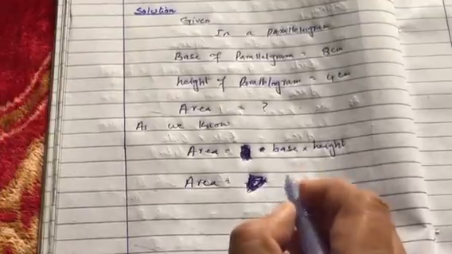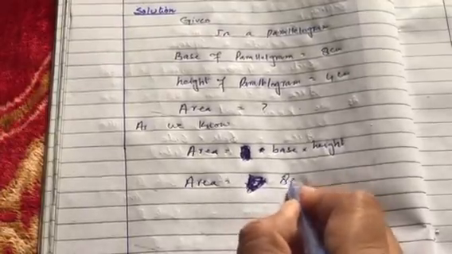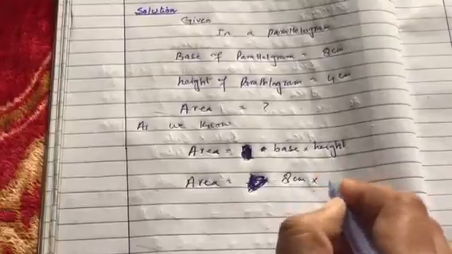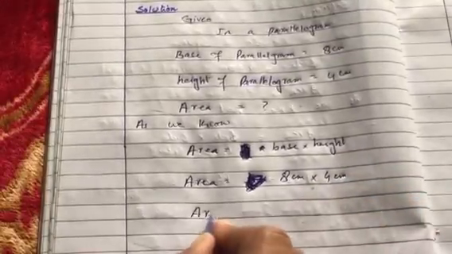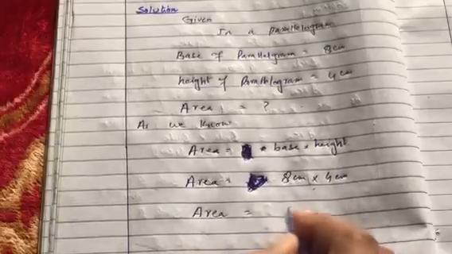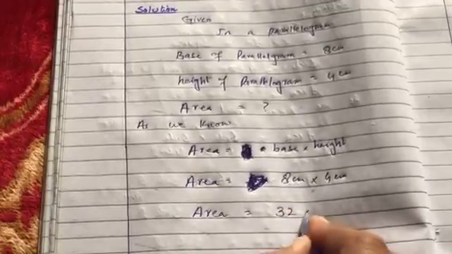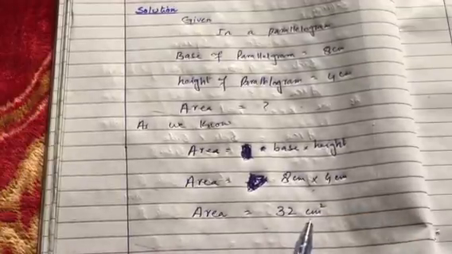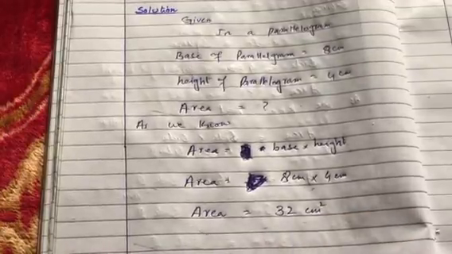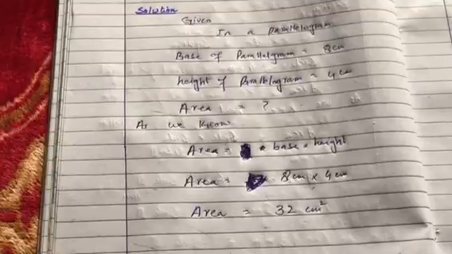The base of the parallelogram is given, which is 8 centimeter, and the height of the parallelogram is also given, which is 4 centimeter. So by multiplying 8 by 4, we will have 8 fours are 32 centimeter square. So this is the area of the parallelogram of the given shape. So in this way we have found the area of a parallelogram.